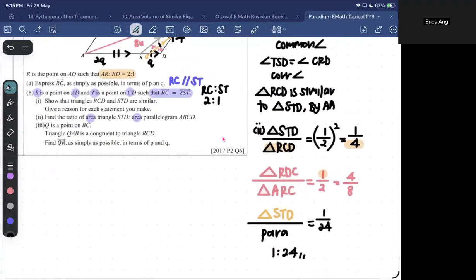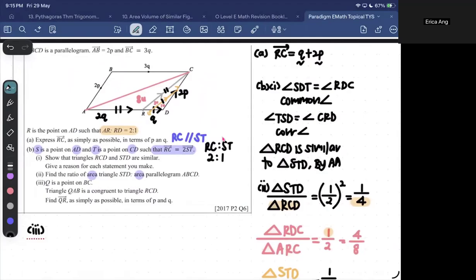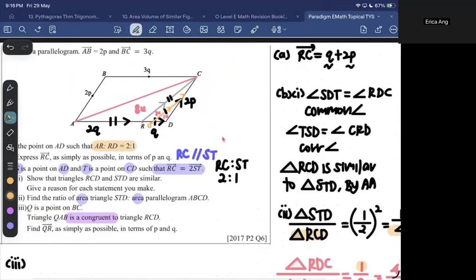Okay, last part. So for part 3, again, Q is a point on BC. Now we have congruent triangles. Congruent means they're exactly the same. So if they're exactly the same, then what we have here is that Q is a point on BC, and the triangle is congruent to RCD. Where's RCD? Let me just highlight this. So RCD is here.